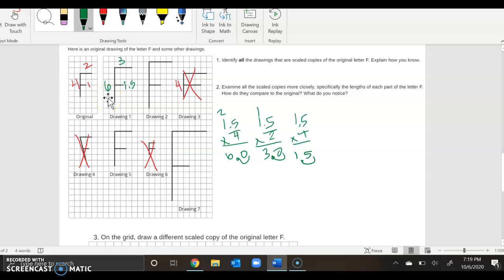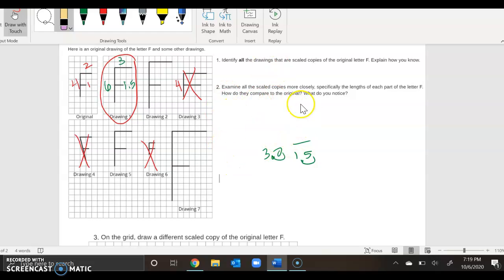So drawing 1 is in fact a scaled copy because I took my original measurements and I multiplied them by 1.5. Each one of them I multiplied by 1.5. That is the key. They all changed by the same amount.